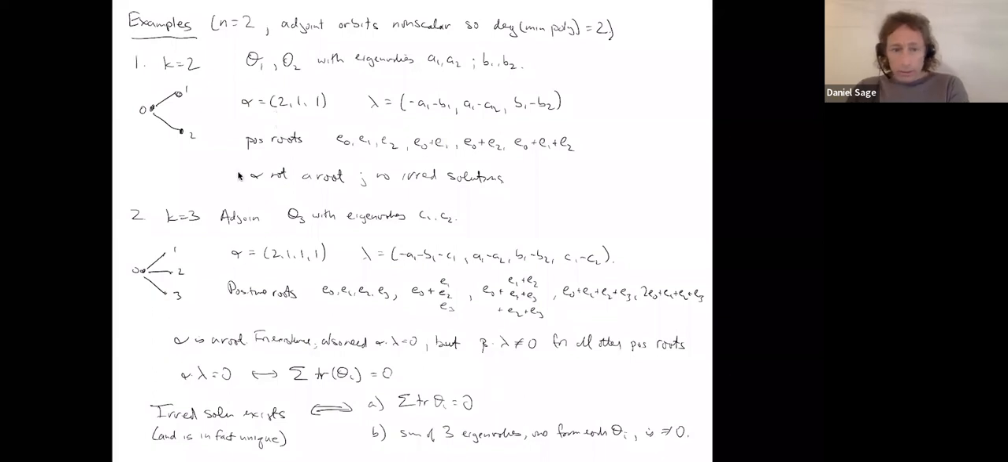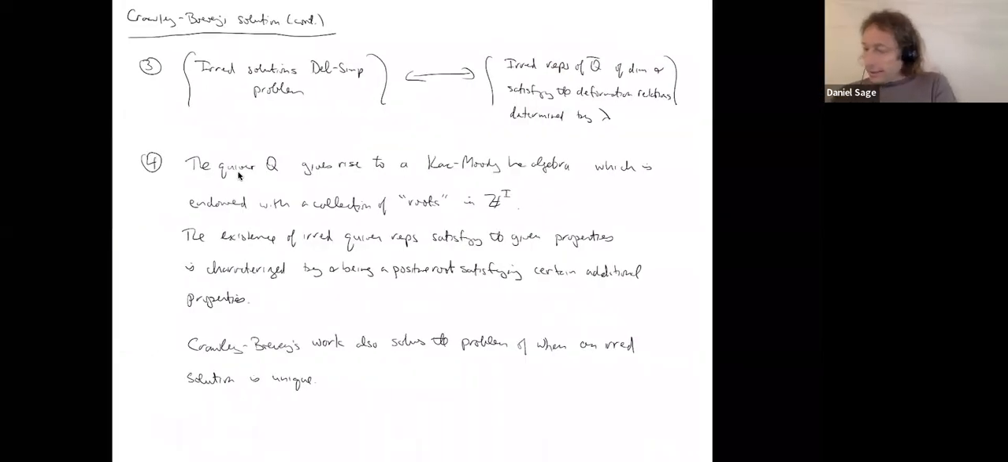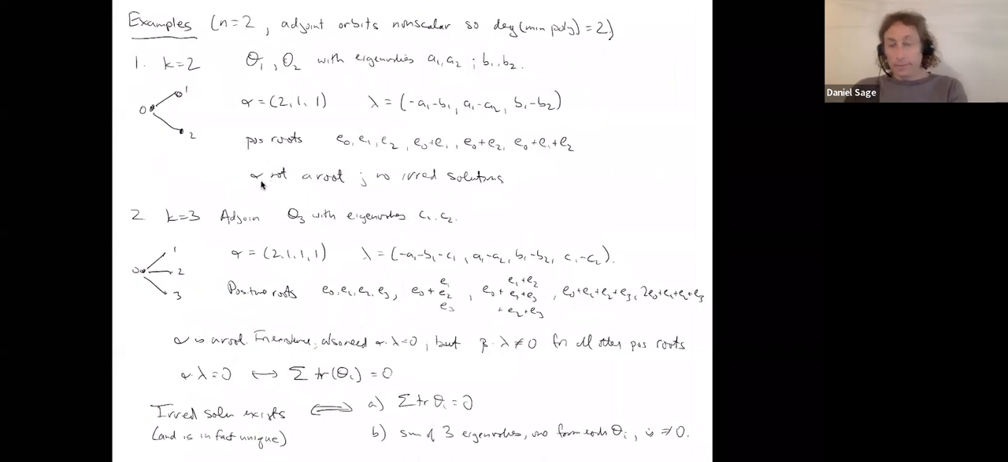And remember, we said before that the existence of irreducible quiver representations requires alpha being a positive root satisfying certain additional properties. Well, it isn't. Alpha is not a root at all. Okay, so that's no irreducible solutions, and now we have a very fancy way of explaining that obvious statement that I had a couple slides ago. But for k equals 3, this problem is already hard.